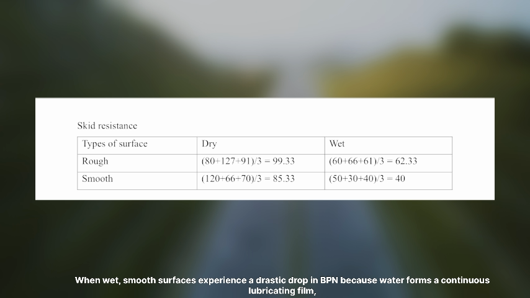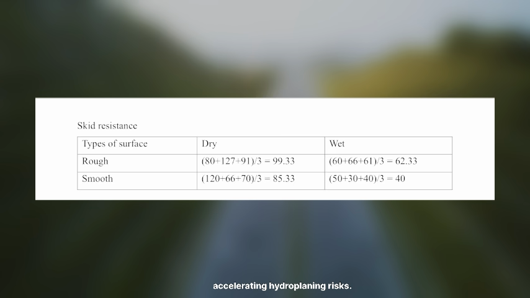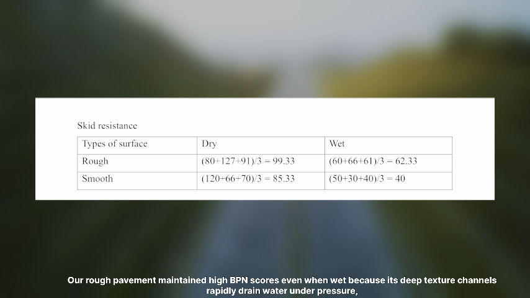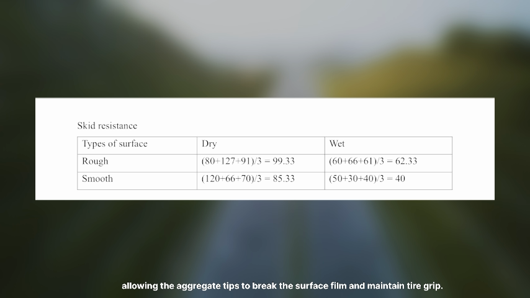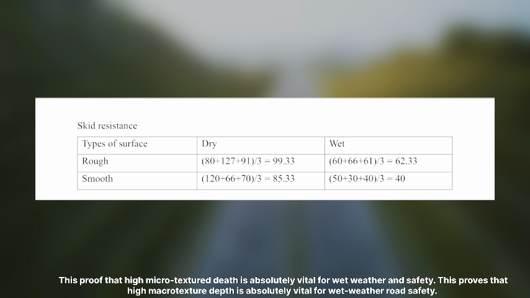When wet, smooth surfaces experience a drastic drop in BPN because water forms a continuous lubricating film, accelerating hydroplaning risk. Our rough pavement maintains high BPN scores even when wet because its deep texture channels rapidly drain water under pressure, allowing the aggregate tips to break the surface film and maintain tire grip. This proves that high macro-texture depth is absolutely vital for wet weather road safety.